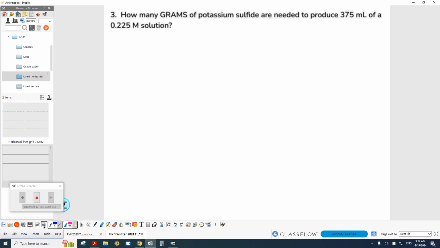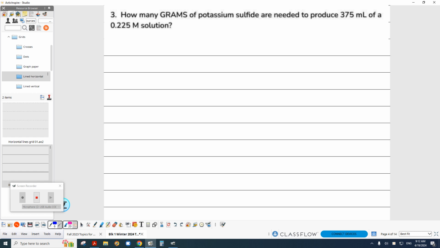How many grams of potassium sulfide are needed? First of all, the main reason why many kids got this wrong is they did not write the correct formula of potassium sulfide. Potassium is positive 1, sulfide is negative 2. You need 2 potassium to be involved. That's the formula of potassium sulfide. So, how many grams are needed to produce 375 milliliters of a 0.025 molar solution?